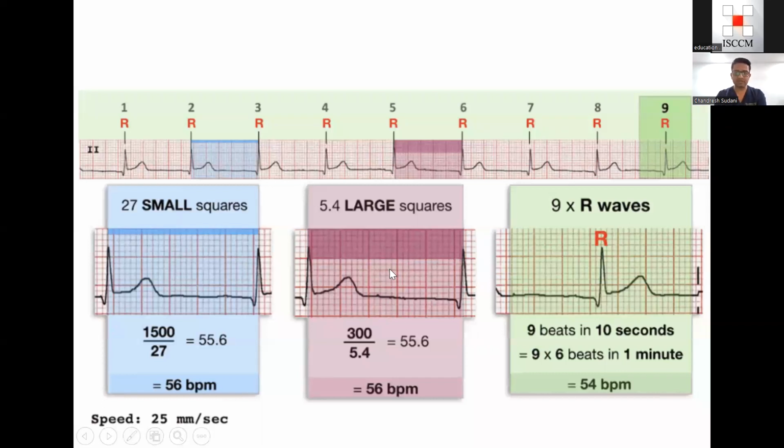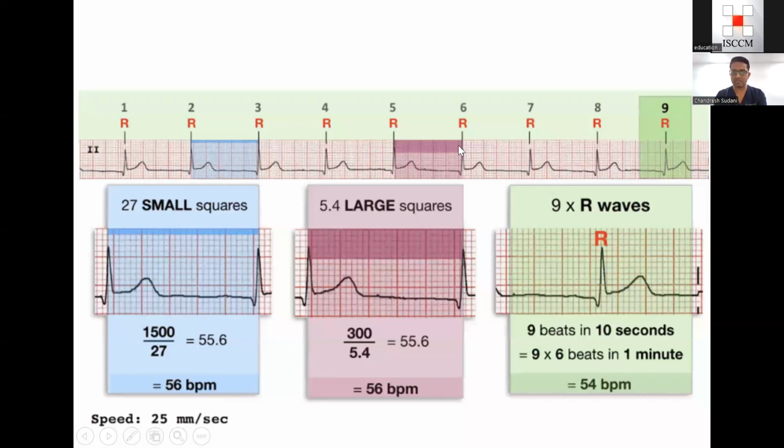First is the large square method. Whenever you discuss ECG, you should calculate the R to R distance. Here on the screen, it is visible. You can see almost 1, 2, 3, 4, and 5 big squares between 2 R waves.